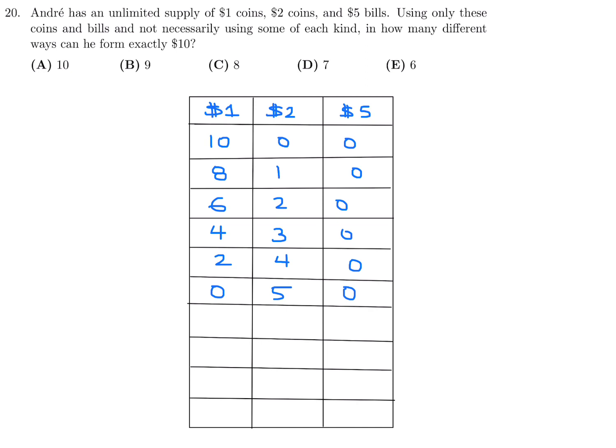And now I have to include a $5 bill. So 1, 0, and 5 would do it. 1, 1, and 3. 1, 2, and 1. And I've exhausted the $1 combination. So there's only one other way, and that is having 2 of those $5 bills. And I think that's it. So 1, 2, 3, 4, 5, 6, 7, 8, 9, 10. Therefore, number 20, the answer is A.